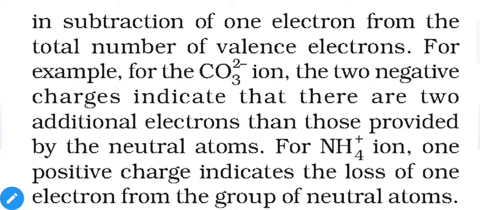For the NH4+ ion, one positive charge indicates the loss of one electron from the group of neutral atoms. That means let us count the total number of electrons without any charges. Nitrogen contains 5 valence electrons and 4 hydrogens give 4 valence electrons. That means we have a total of 9 valence electrons, but because of the +1 charge you have to remove one of them. That means 8 will remain. So NH4+ contains a total of 8 valence electrons.